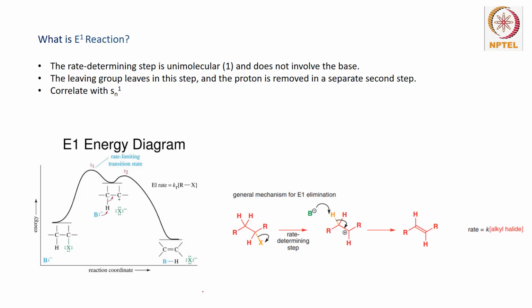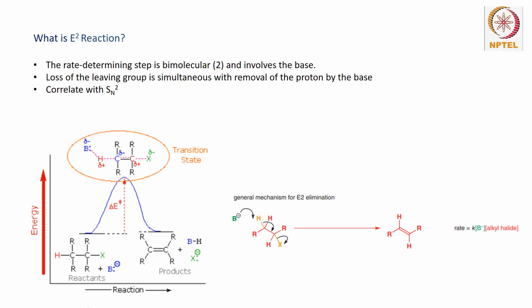So it's a unimolecular reaction because this first step is the rate determining step and only a single substrate is involved in this step. So it is a first order reaction. And the first step is the rate determining step, correlating with the SN1 reaction. If you see the rate law of the reaction, it only depends on the substrate. So this is a first order reaction.